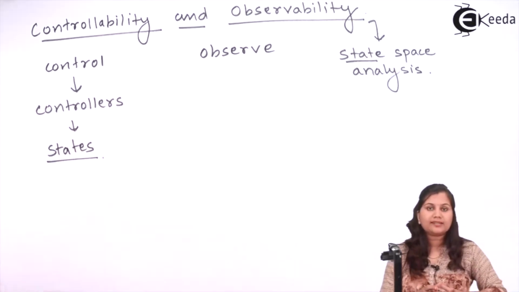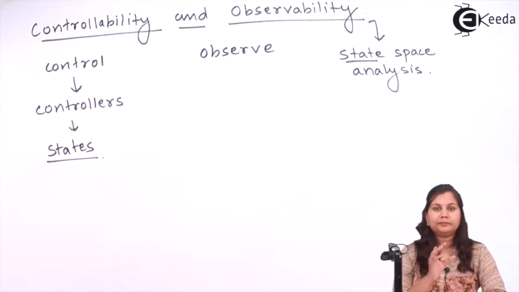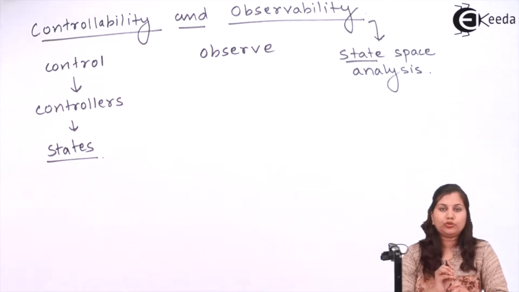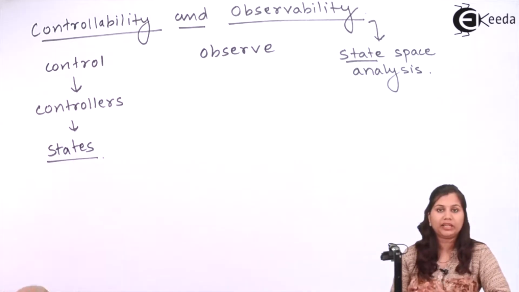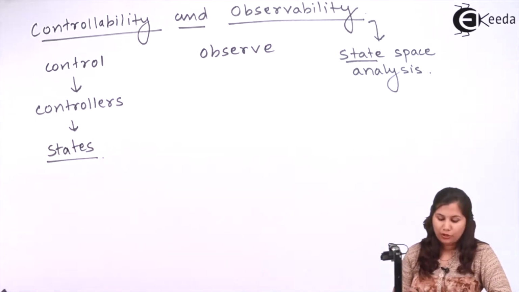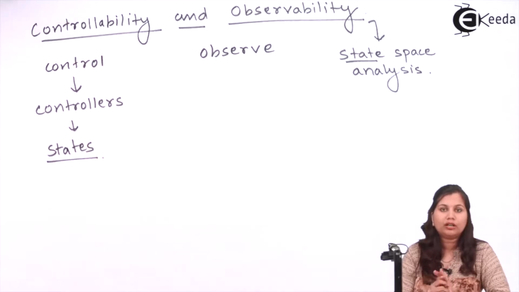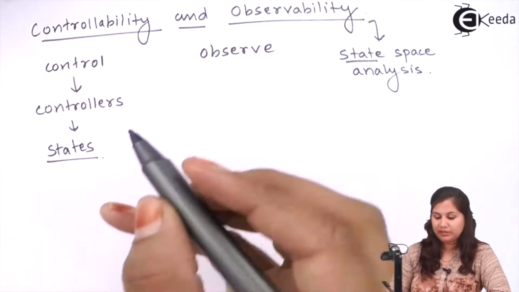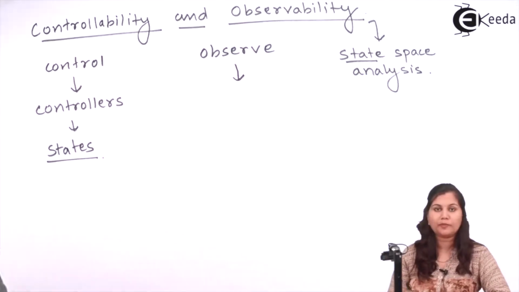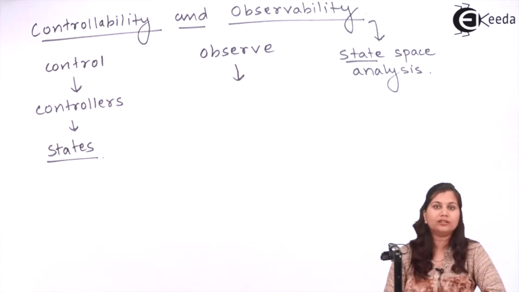So controlling a system means that an engineer should be able to change the inputs to the system, and through the changes in the inputs, he or she will be able to control the states of the system. So that is related to the controllability. And observability means that the engineer can observe all the states of the system.